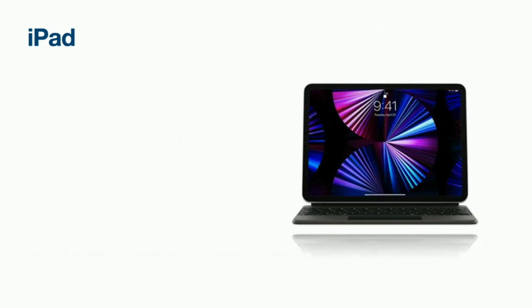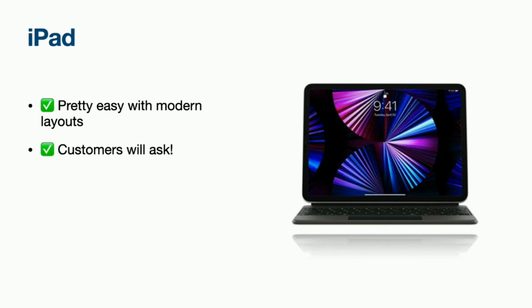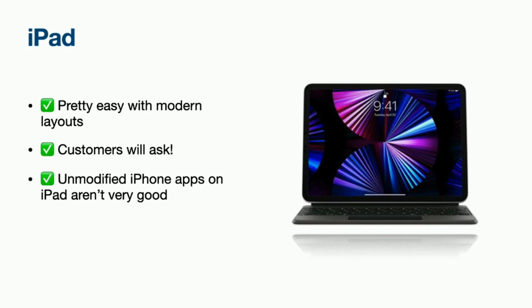So let's look at each platform and see why or why not it might make sense. For the iPad, if you already have an iPhone app, it's pretty easy to support with modern layouts. If you're using modern auto layout and you're not already supporting the iPad, it's pretty easy to do. If you're not supporting the iPad, customers will ask you and complain. Because when you have an iPhone app but not on the iPad, it just shows up, I think, as a blown up iPhone SE or whatever sized interface, and it's not great. Because of that, unmodified apps running on the iPad aren't good.